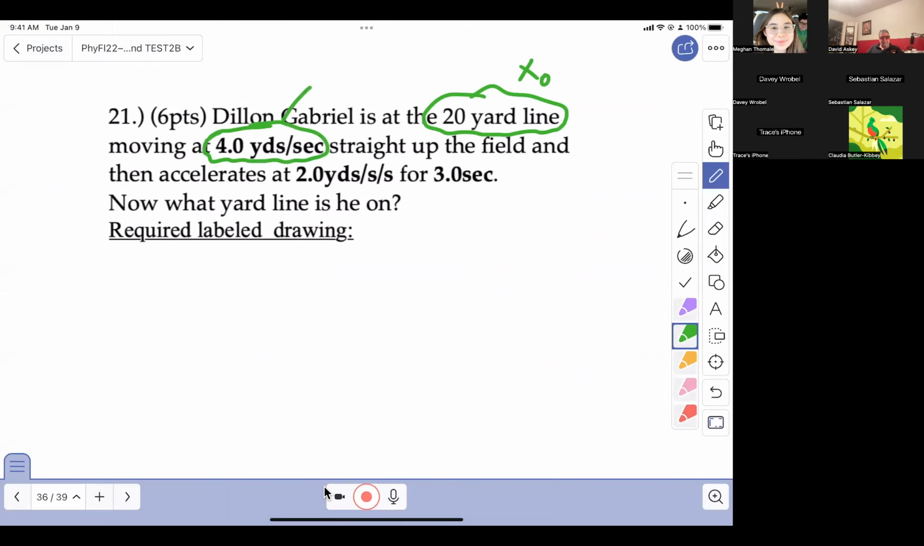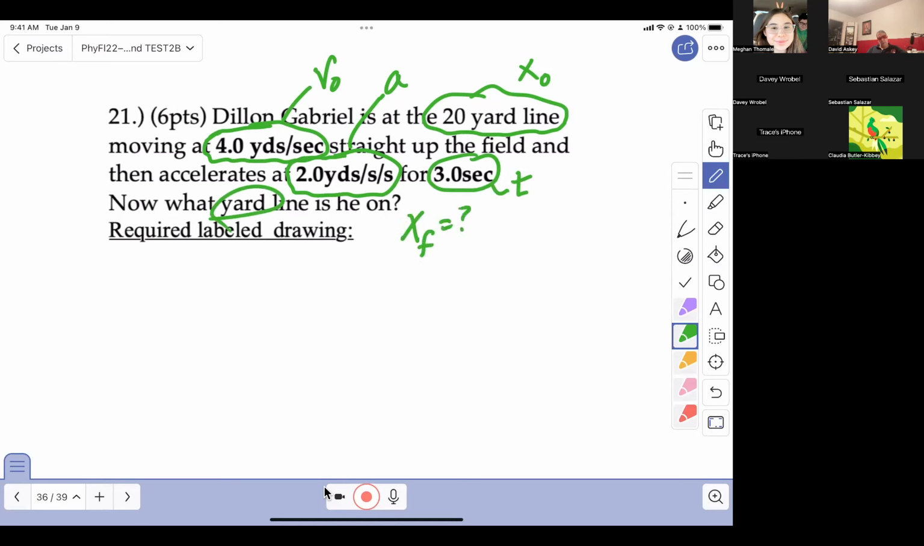He's moving at 4 yards per second, so that's my V naught. Straight up field. He's not going at an angle. I don't want to bring in angles yet. That'll be packet 4, more angle stuff. He accelerates, there's my acceleration, and you've got these units of yards now, but so what? There's my time. And now what yard line? So in other words, what is X final is what we're trying to find.